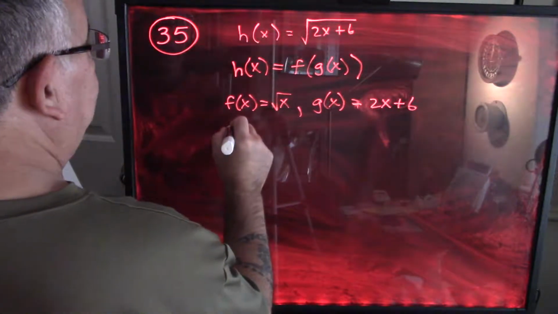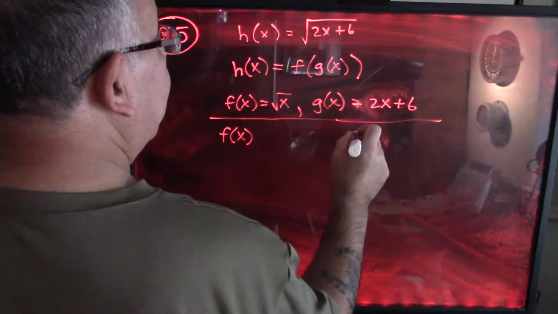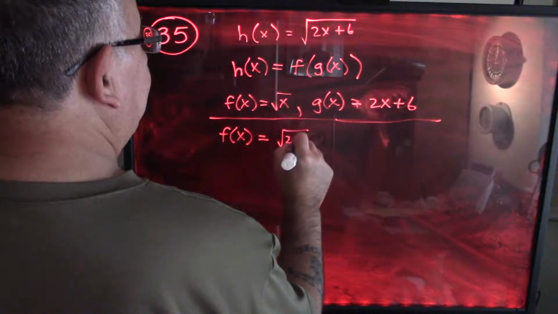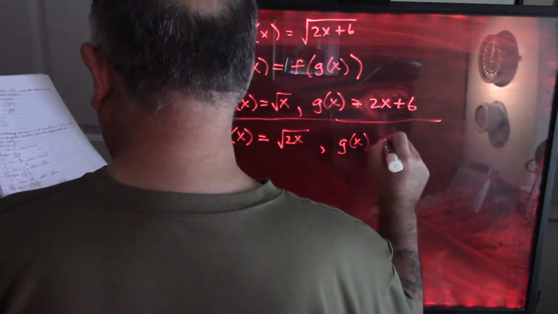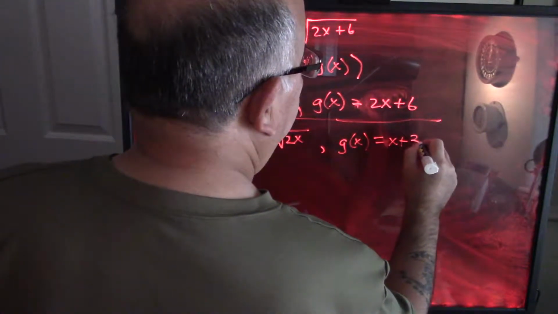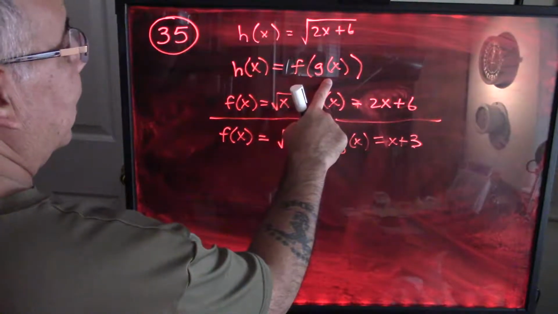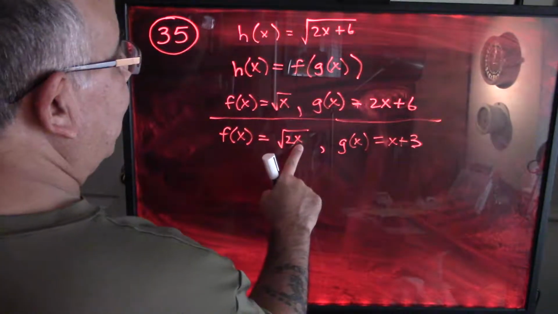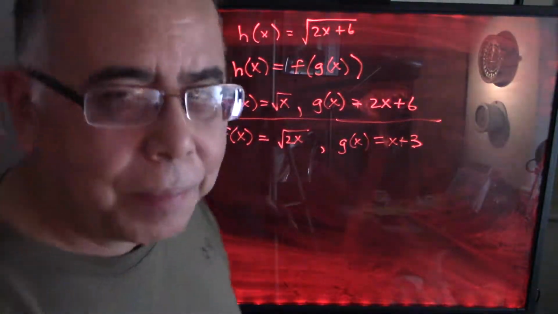Or another way to do that would be f of x, let me put that like that, I don't want to confuse these two, make that the square root of 2x, and g of x could be x plus 3. So when you take f of x plus 3, you plug in the x plus 3 right there, and it's going to be 2 times parentheses x plus 3, which is 2x plus 6. All right? So that's another way of doing it.